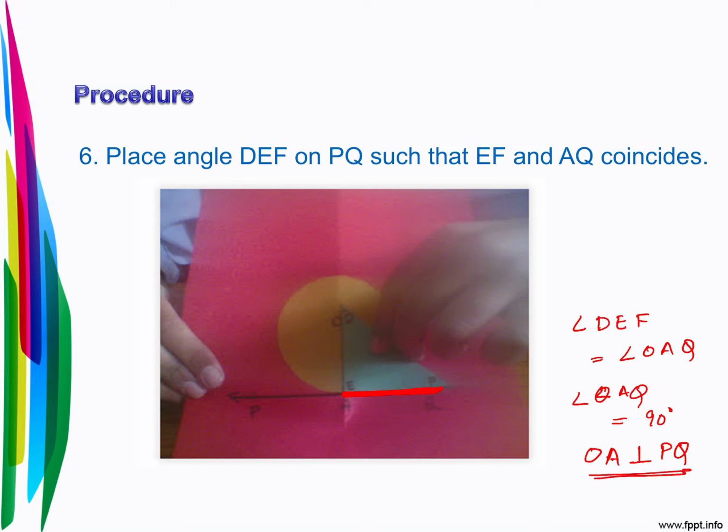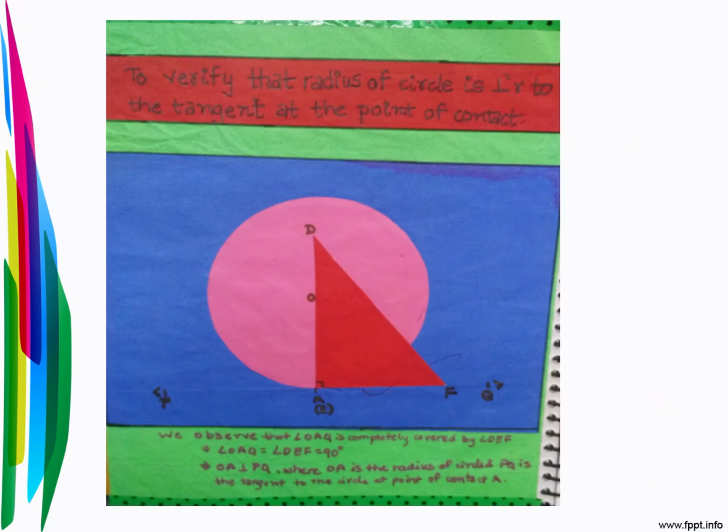And OA is the radius of the circle. So finally what result we have verified is that the radius is perpendicular to the tangent at the point of contact. So we have verified that the radius of a circle is perpendicular to the tangent at the point of contact. Here we can write the observation along with that.